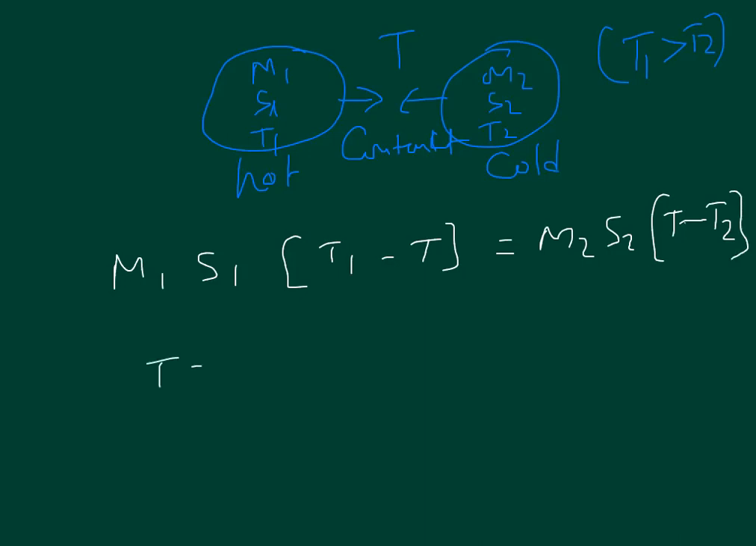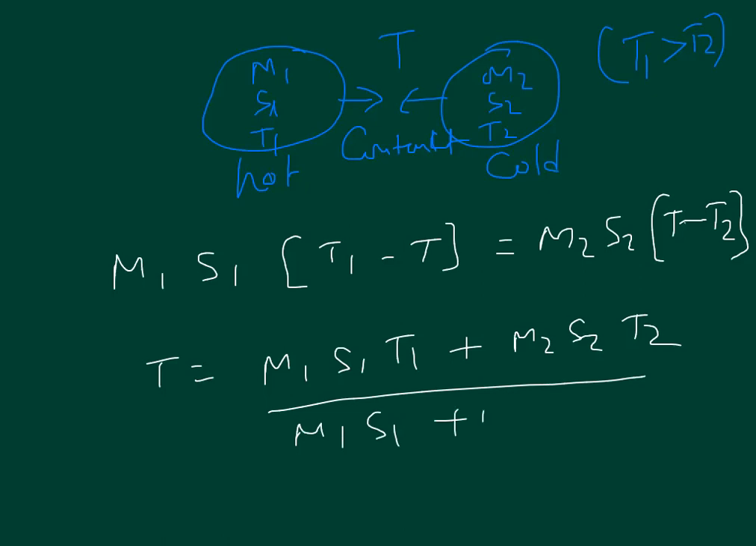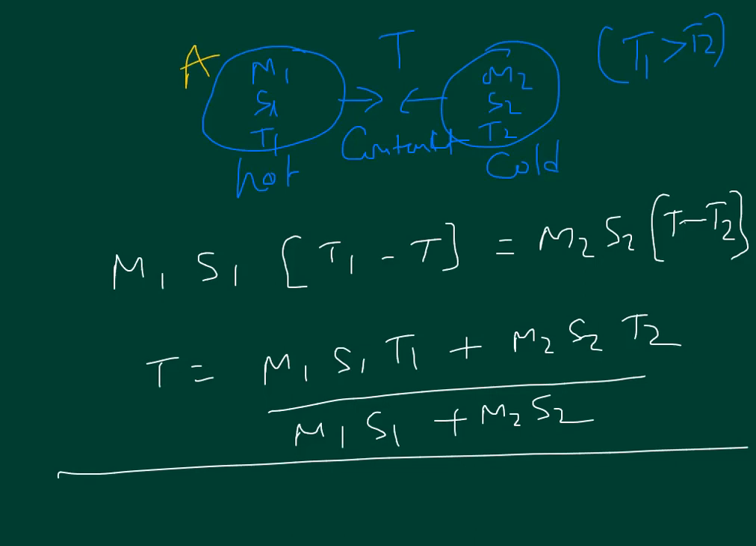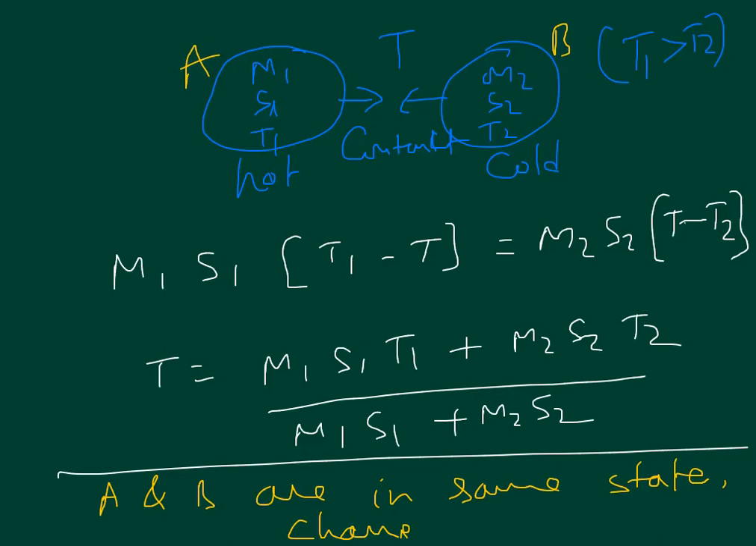And also, from the above information I got T is equal to (M1 S1 T1 plus M2 S2 T2) by (M1 S1 plus M2 S2). And one more point I want to remind you about these two formulas we observed now. The two bodies, let me name them A and B. Here A and B are in the same state, and only their temperature changes.